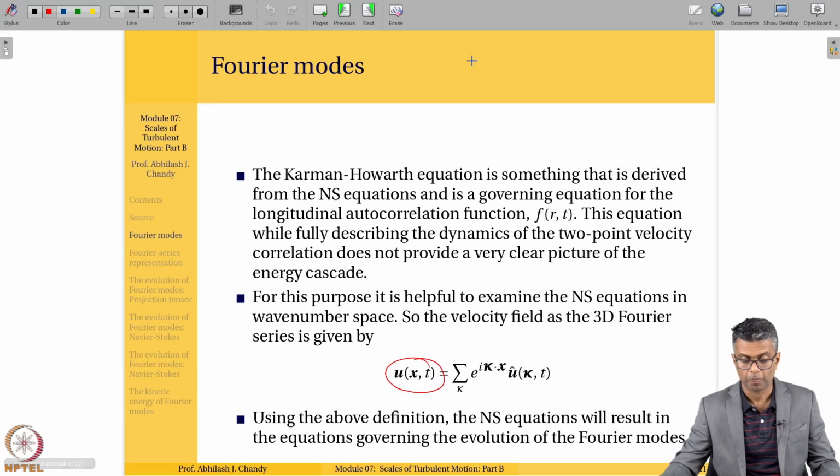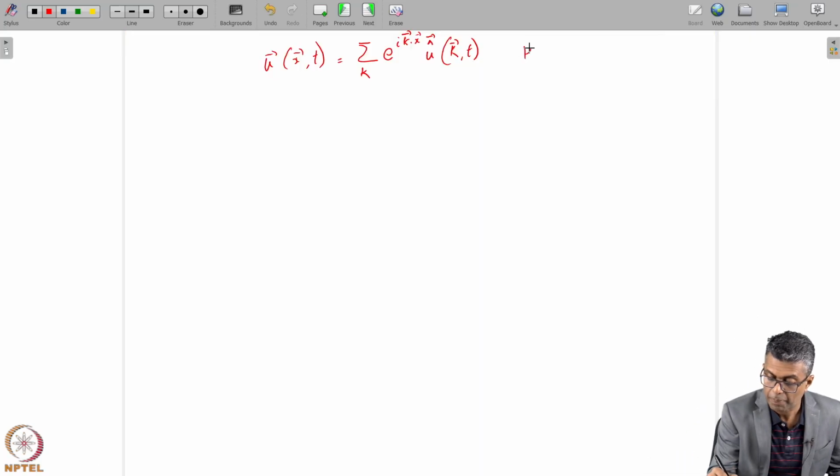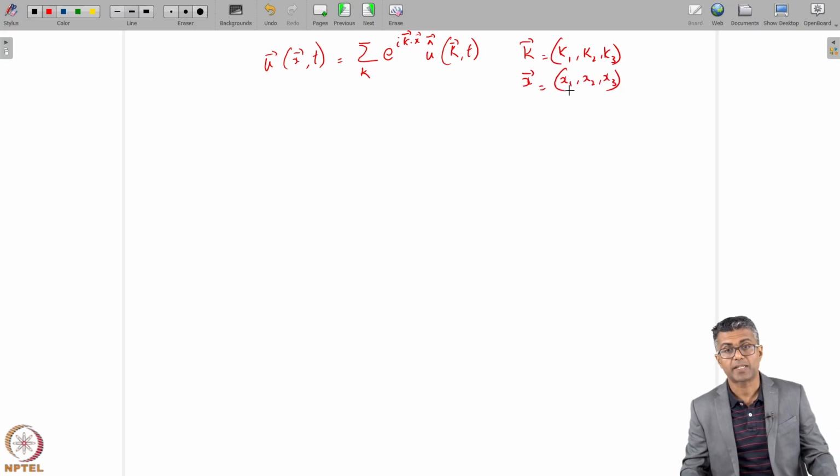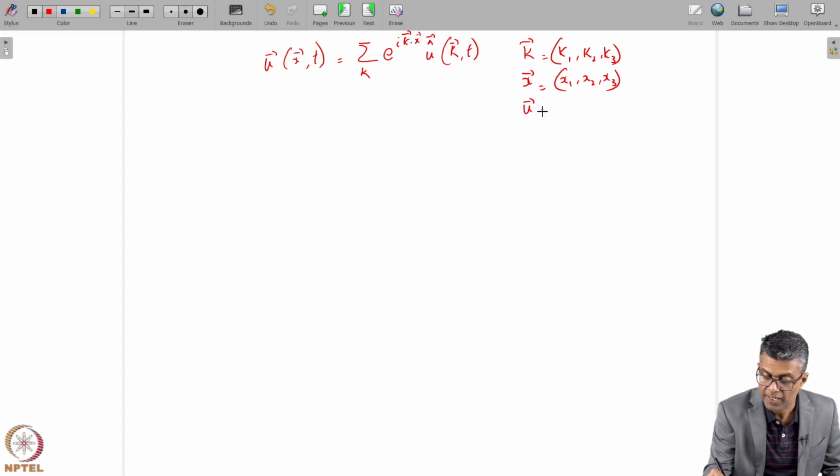Now keep in mind, kappa being a vector, it has three components, kappa 1, kappa 2, and kappa 3. X, the position vector, has three components again, x1, x2, and x3. Of course, x is a vector, and x1, x2, x3 are scalar components. U is again a vector, and I have u1, u2, and u3. U hat, the Fourier transform, is again a vector, u hat 1, u hat 2, and u hat 3.